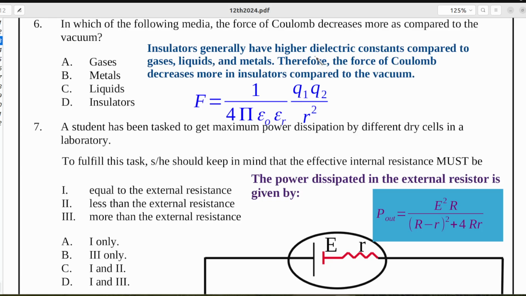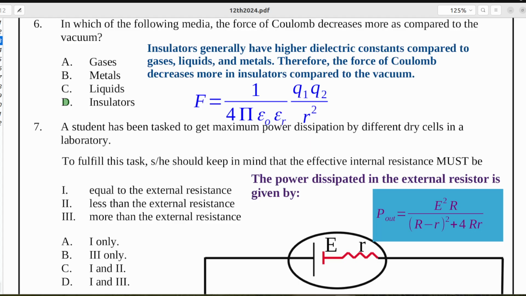Insulators generally have higher dielectric constants compared to gases, liquids and metals. Therefore, the force of Coulomb decreases more in insulators compared to the vacuum. We can also clarify this with the force formula. As we see, the dielectric constant, relative permittivity, is inversely proportional to the force. So insulators have a greater dielectric constant, therefore they have lesser Coulomb force. Therefore, the correct option is option D.